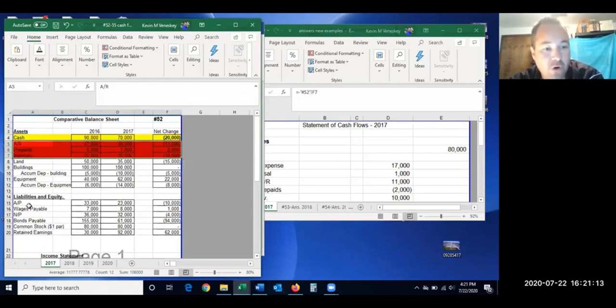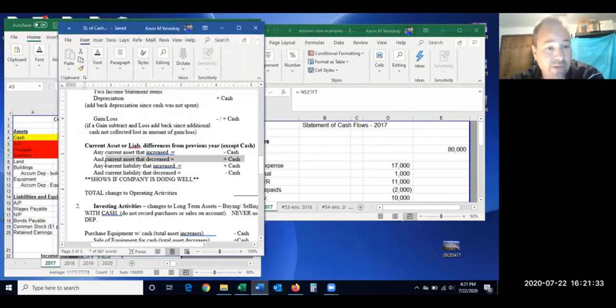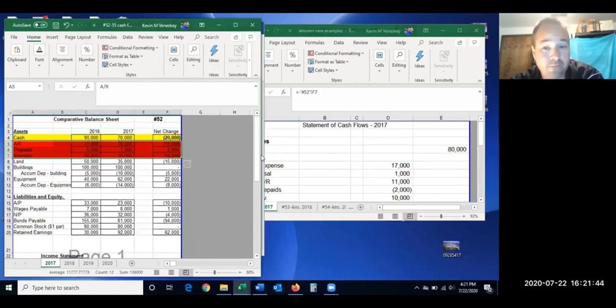I'm going to go down to my current liabilities. So that would be the accounts payable and the wages payable. So let's do the accounts payable. My accounts payable went from 33 down to 23. And hopefully the only reason that it went down is because I paid off my bill. And if I paid off my bill, that means my cash went down. This solidifies that here. If your current liability goes down, that means you lost money because you paid it off. You paid off your bill.